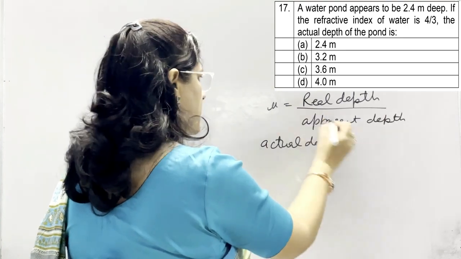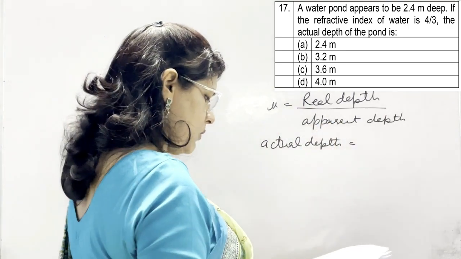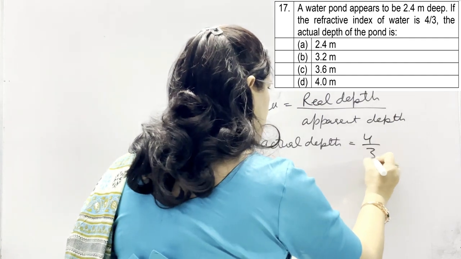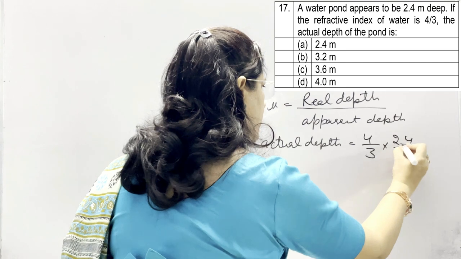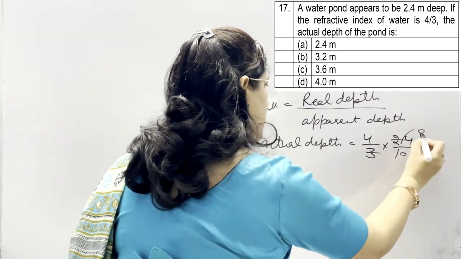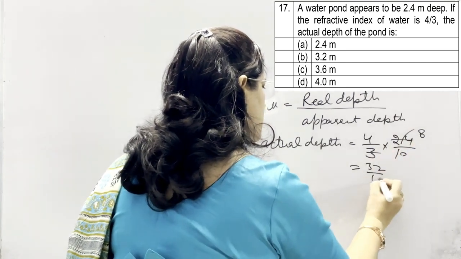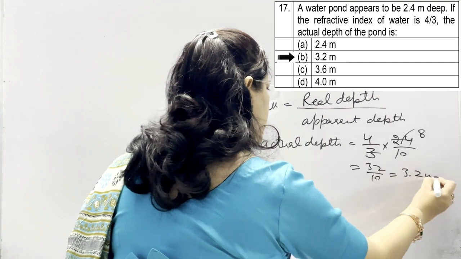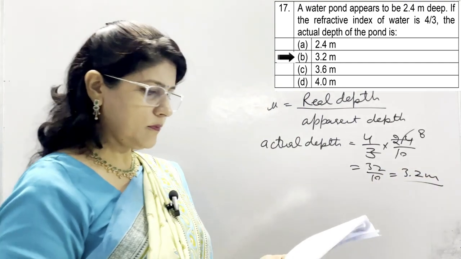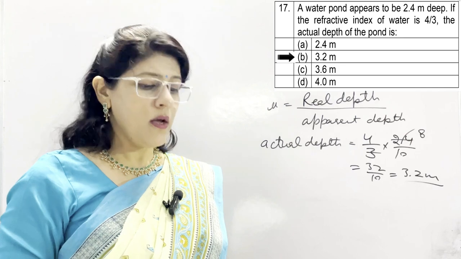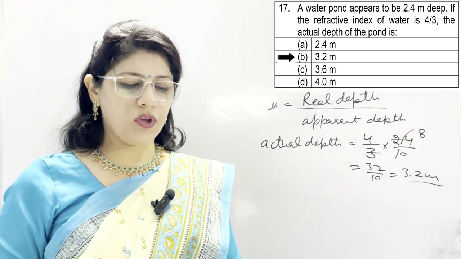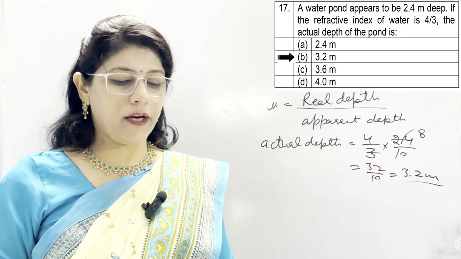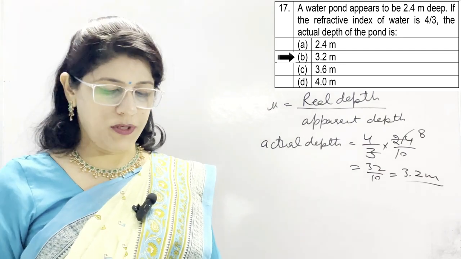We need to cross multiply these two, and the value of mu given as 4 by 3 and apparent depth is 2.4. Cancellation of decimal, 8, 32 upon 10, 3.2 meter. So 3.2 meter is the actual depth of the pond. Options given are 2.4, 3.2, 3.6 and 4 meter, and the correct option is B, which is 3.2 meter.